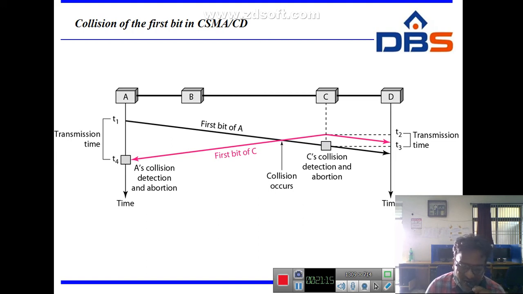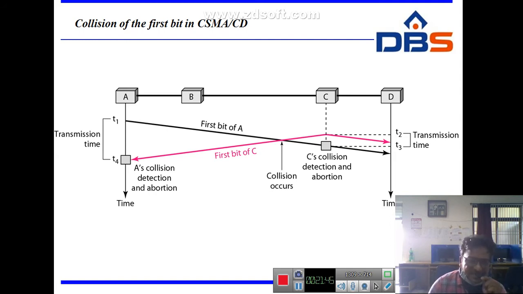successful or not. If the transmission is not successful, there will be a collision, so the frame will be sent again from the transmitter to the receiver. Whenever we observe this diagram, we have station A, station B, station C and station D. Here we have some transmission time, that is T1 for station A, T1 and T4.